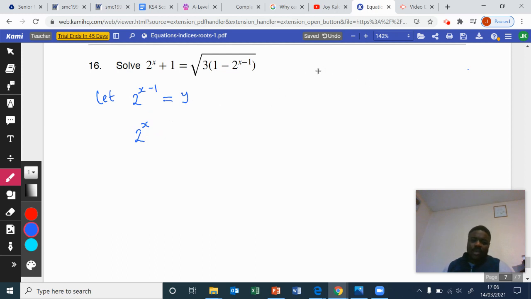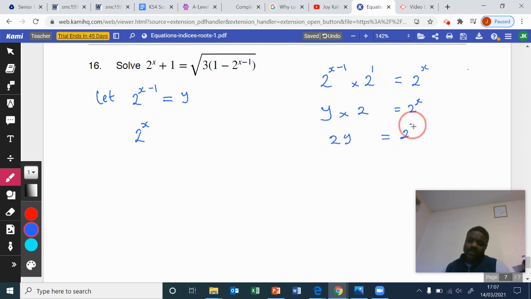Well, first of all, note that if I were to do 2 to the power of x minus 1 multiplied by 2, as in 2 to the power of 1, then that would give me 2 to the power of x. So really, if I took my 2 to the power of x minus 1, which is y already, multiplied that by 2, then that would give me 2 to the power of x. So 2y would equal 2 to the power of x. Okay? So 2 to the power of x would be equal to 2y. Now I can make the substitution. And I end up with 2y plus 1.